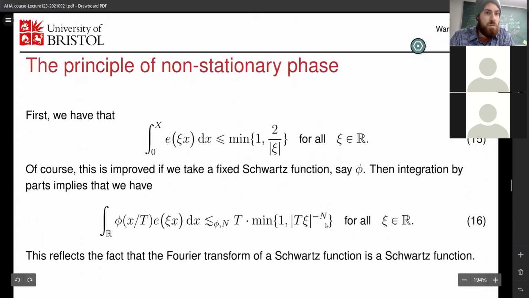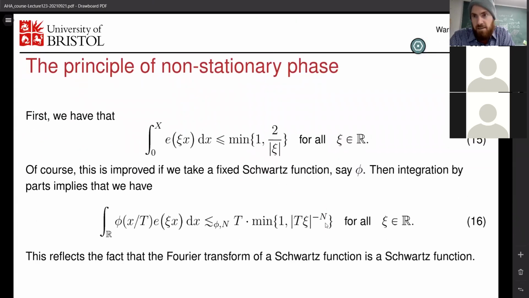Great. I'll move on to the principle of non-stationary phase again, if there aren't any questions. I'll give them a minute and just drink a little tea.